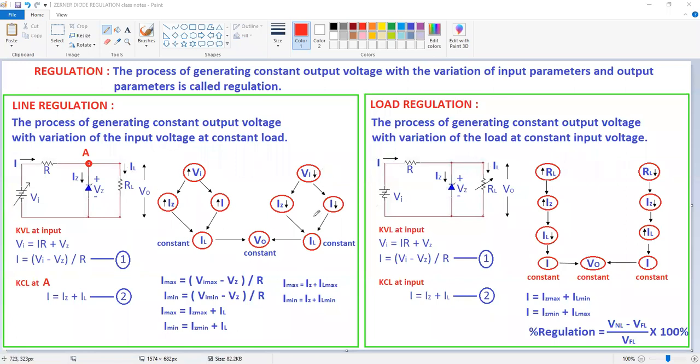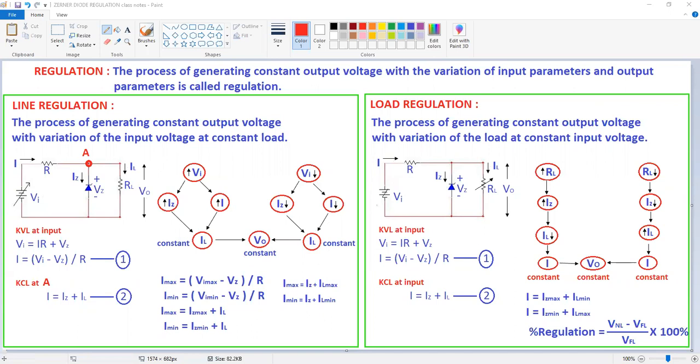Similarly, Vi is decreasing. From this equation, I is going to decrease, IZ is going to decrease. If these two are decreasing, from this equation, IL is constant. If IL is constant, RL is already constant. Then V is equal to I into R, so output voltage is constant. This is about your line regulation.